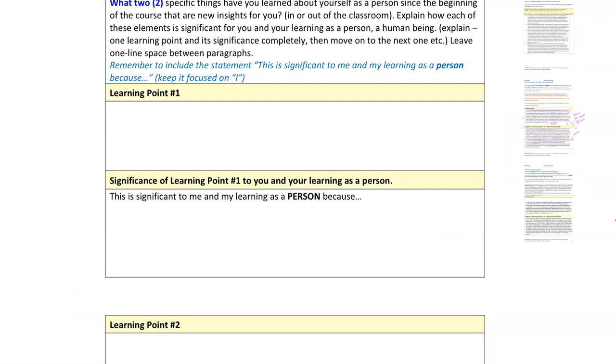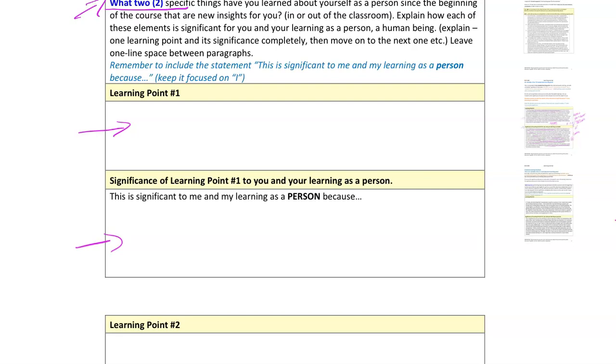So a lot of the things we're going to do in our courses will bring out new insights about who you are as a person. And sometimes they're subtle, sometimes they may seem big, but most of the time they're small little things. So again, the specific number of entries we want to see here is provided, and in this case it's 2. Same structure, learning point, then the significance to you and your learning as a person.